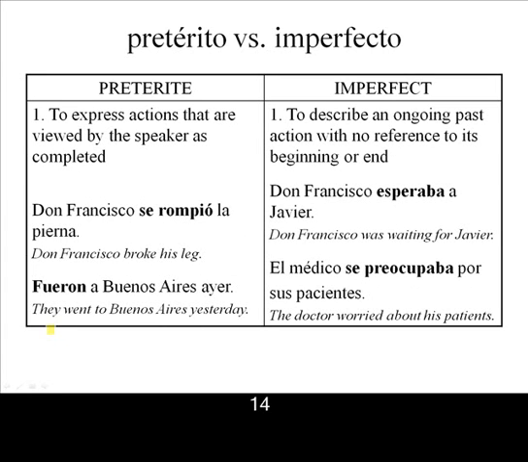Now, preterite is generally something that we use to describe an event. Something is completed. It expresses actions that are completed. Okay? So they were completed in the past. They're an event finished. Don Francisco se rompió la pierna. Fueron a Buenos Aires ayer.